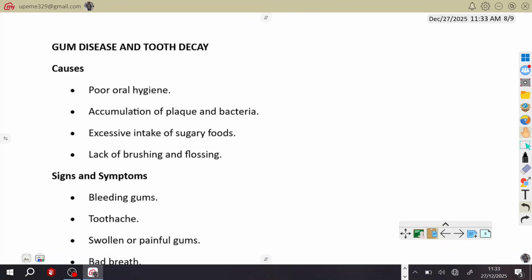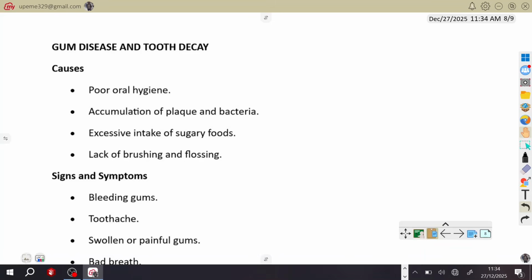Okay, what are the causes? Number one, poor oral hygiene. Oral means mouth. So if you don't have good hygiene of the mouth, definitely you may develop gum disease or tooth decay. Then number two, accumulation of plaque and bacteria. So if there is accumulation of plaque in the mouth, like a material on your teeth, like a yellow material on the teeth, that is plaque, and also bacteria on that yellow material, then tooth decay or gum disease will be there. So it's accumulation of plaque and bacteria.